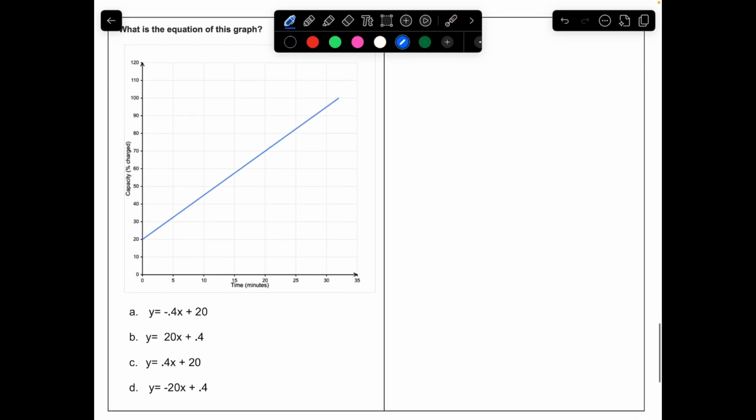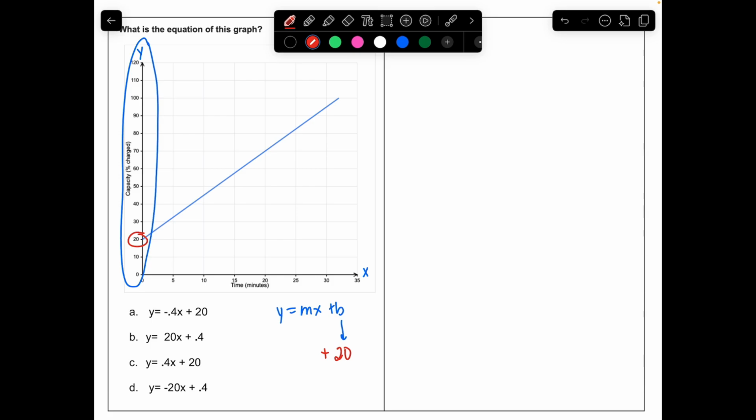What is the equation of this graph? Well, let's look. Okay, how do you find the equation? You always first start looking at your y-intercept, which is your b. Remember, y equals mx plus b. So this is the y-intercept. Where are we starting in my graph here? Well, look, we are starting at 20.